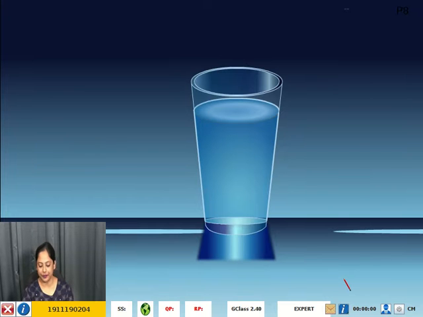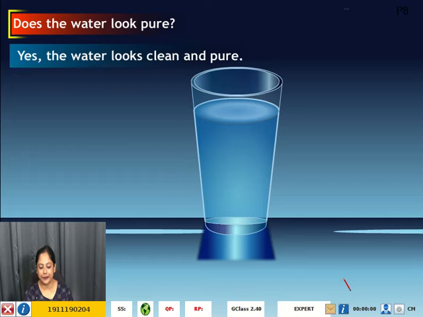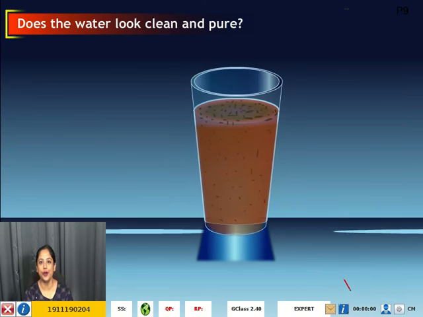Rebuild. Again, what do you see? We see a glass, right? A glass of water. Does the water look pure? Yes, the water looks clean and pure. There are no impurities here.